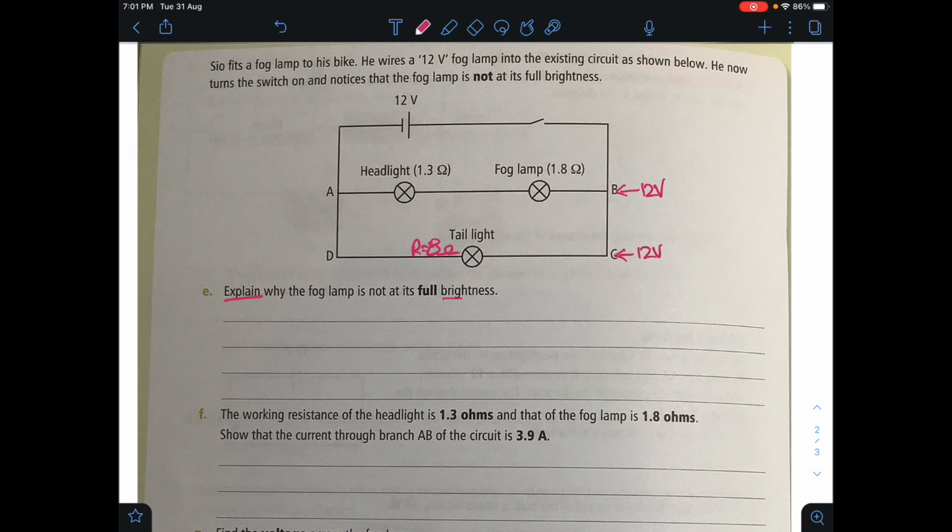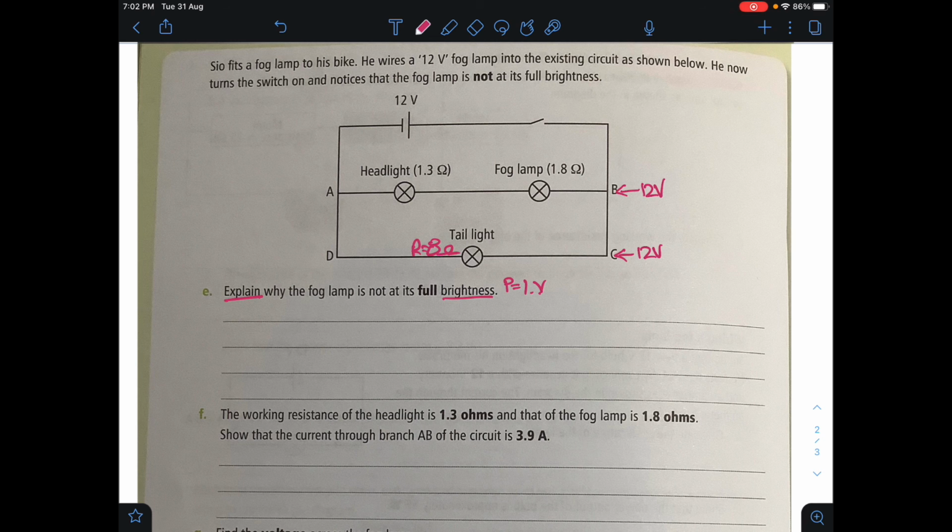Okay, so we're talking about brightness. Whenever you're asked about brightness, the first thing you need to think about is that brightness is directly related to power, and power is current times voltage. If the fog lamp is not getting all of the 12 volts, and the voltage reduces to less than 12, then the power is going to reduce. That's the reason the fog lamp is dimmer than it would be if the headlight wasn't there.